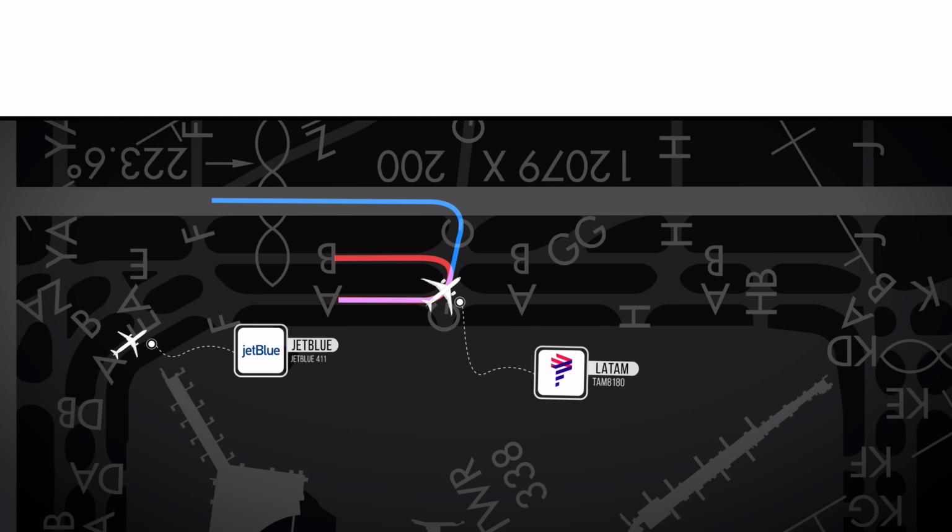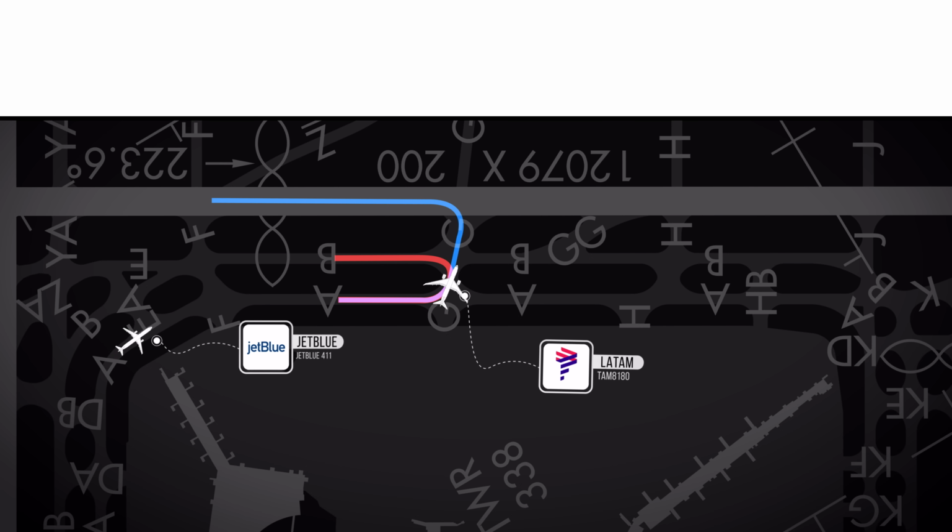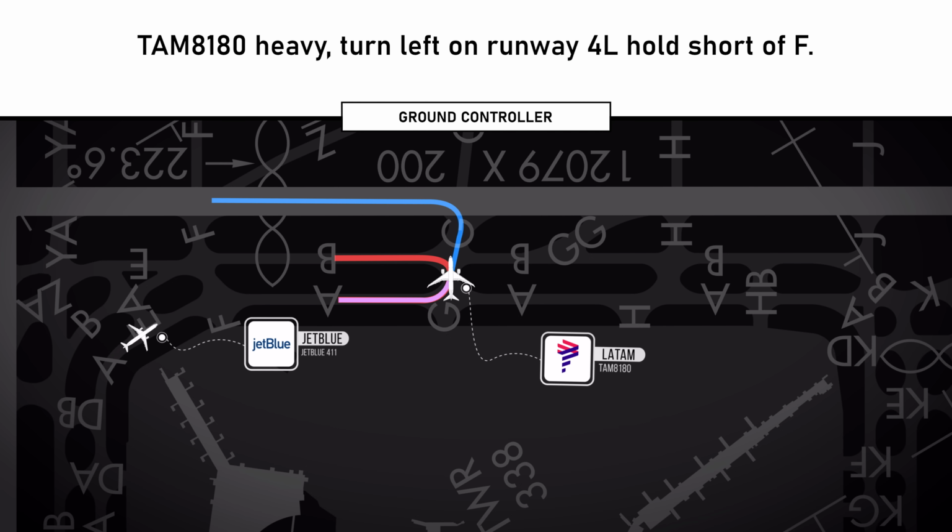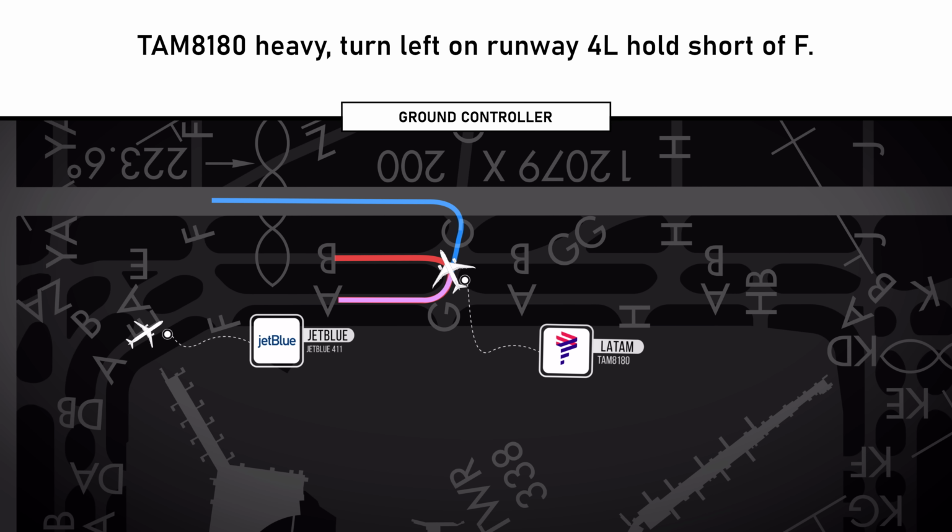And then the controller starts to give a progressive taxi right here. TAM 8180, turn left on runway 4 left. Hold short Foxtrot. A progressive taxi is something that you will sometimes ask for when you're flying by yourself.